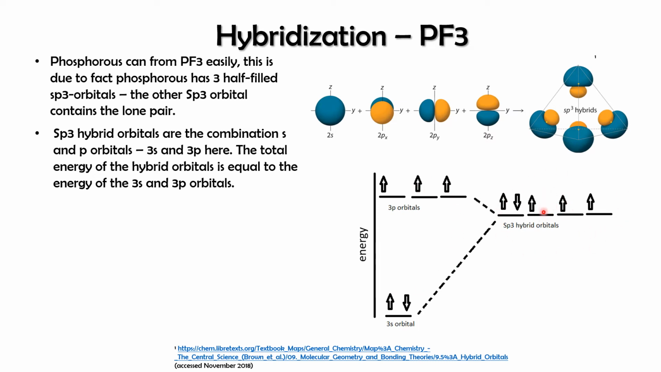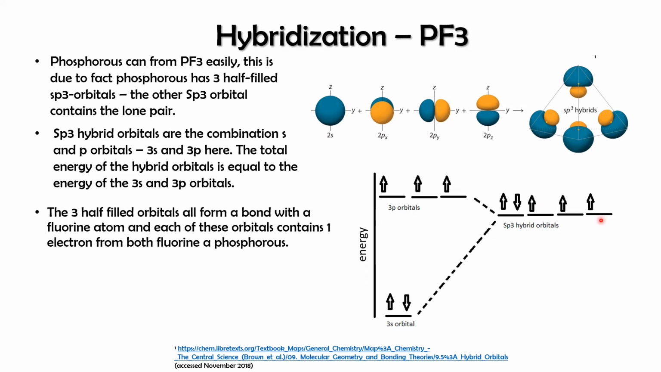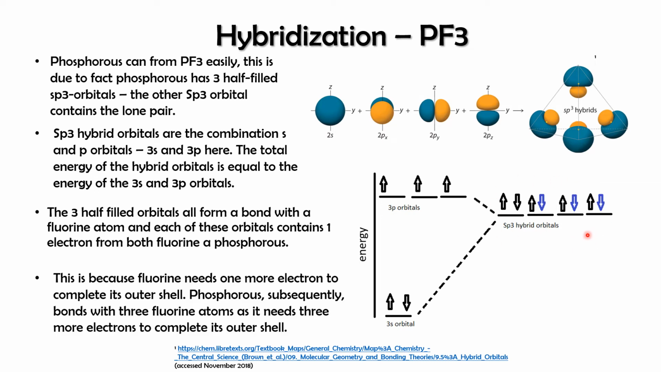And these half-filled orbitals are where a fluorine electron can come and share this orbital and form a bond. If fluorine shares this black electron here, it's going to complete this octet. And if these 3 orbitals here get 3 fluorine atoms, we're going to complete the phosphorus octet. So if I pop the fluorine atoms in, we've got the blue ones here to show they're different. That completes the phosphorus octet, and the fluorine octet's also now complete.